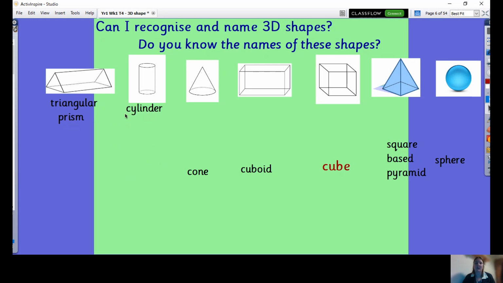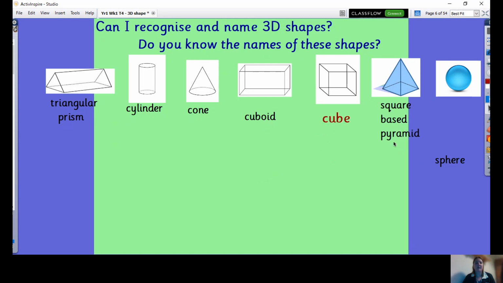Now that's a naughty word because it sounds like it should start with an S, but it doesn't. We've got a cone. We've got a cuboid. We've got a cube. We've got a square-based pyramid, or I want to say pyramid, and a sphere. Sphere is very difficult to say. My little boy used to say it wrong, but it's sphere. Quite tricky sounds there.